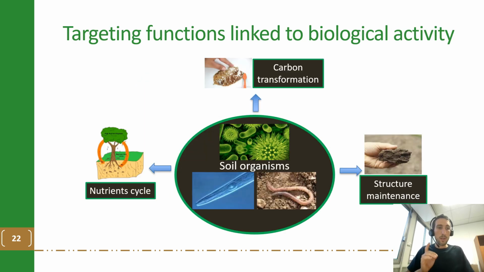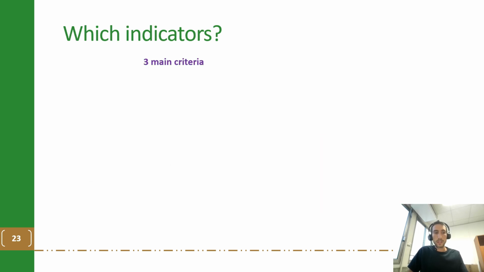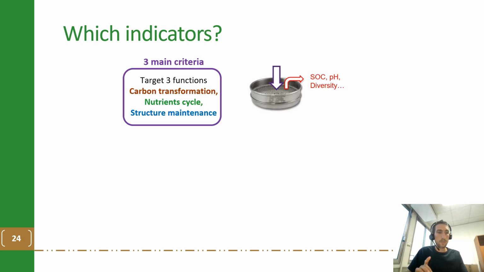Biofunctool measures three major soil functions: nutrient cycling, carbon conversion, and maintenance of soil structure. These three functions, defined by Kibblewhite in 2008, are carried out by living soil organisms. When selecting the Biofunctool component indicators, we were guided by three main criteria. Firstly, each of the indicators selected had to target at least one of the three functions mentioned: carbon transformation, nutrient cycling, or maintenance of soil structure.